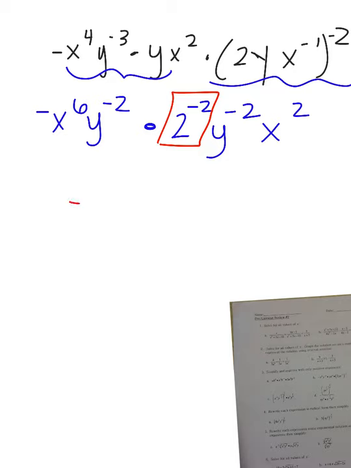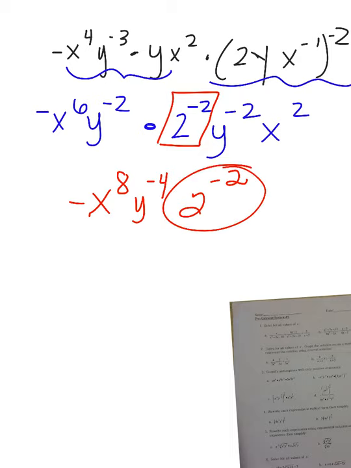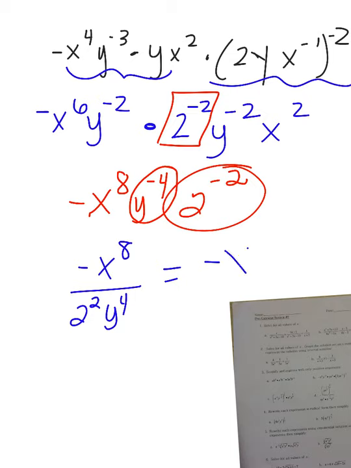All right, so I'm going to just leave this here for a second. So I have negative x to the 8th and y to the negative 4th. And then I have that 2 to the negative 2. Okay, so let's see. This goes into the denominator. You could plug it into your calculator too, but that goes in the denominator. So it's negative x to the 8th, 2 to the 2, y to the 4th. So it's negative x to the 8th over 4y to the 4th. Okay, so let's take a look at 3c.